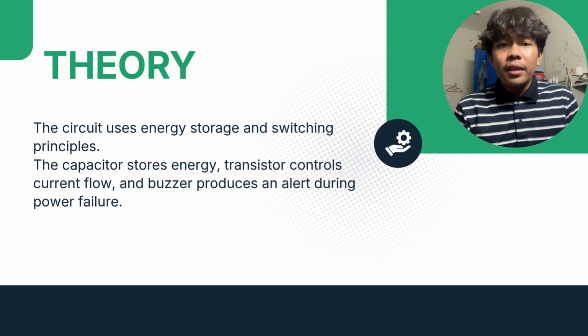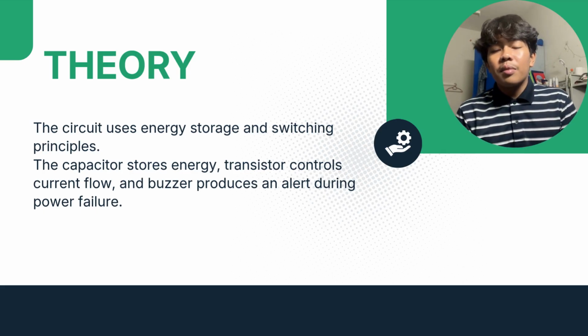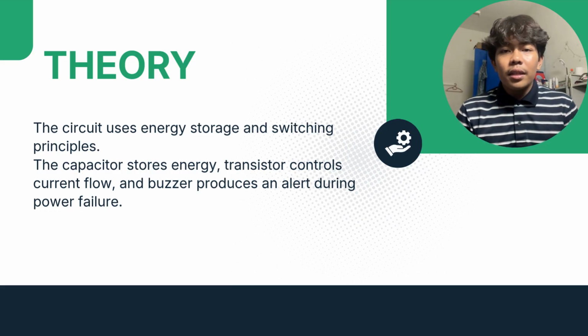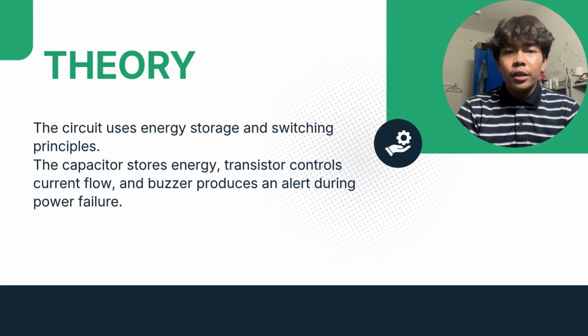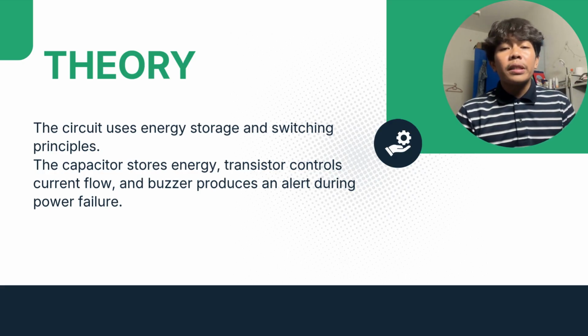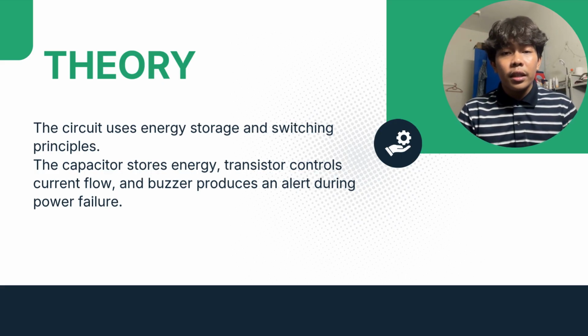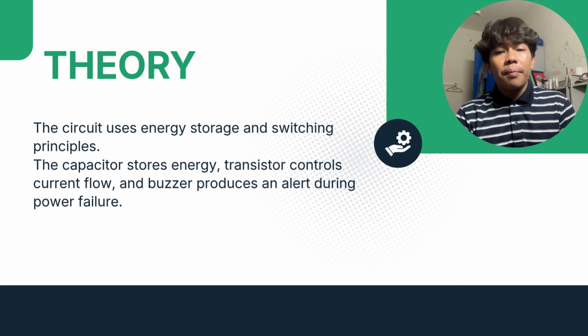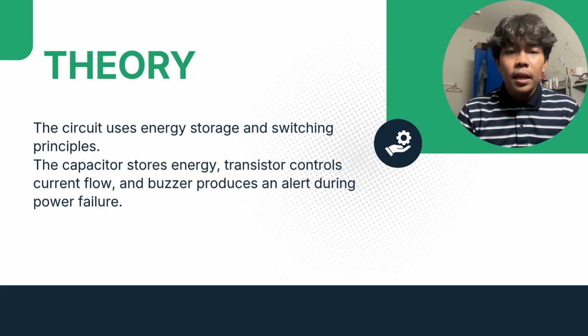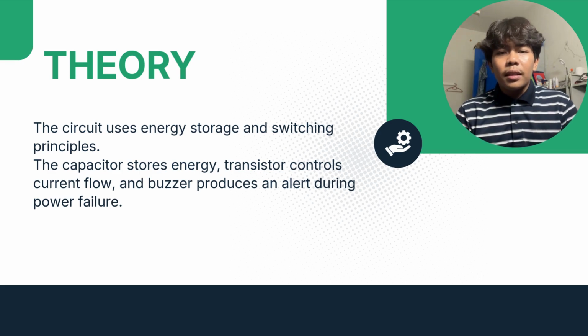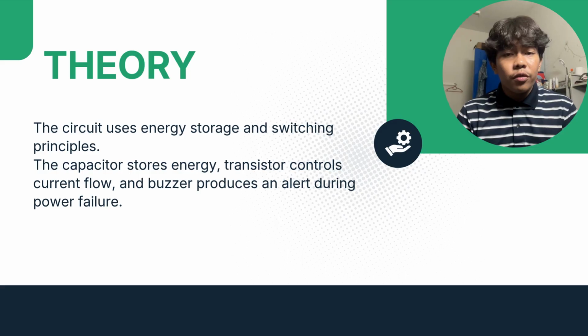Next, I will explain the theory of the power failure alarm circuit. This circuit works based on the concept of energy storage and switching during normal operation. The power supply provides energy to the circuit and the capacitor starts charging to store electrical energy. At this stage, the circuit remains in standby mode because the power supply is still available. The transistor does not activate the buzzer, so no warning sound is produced.